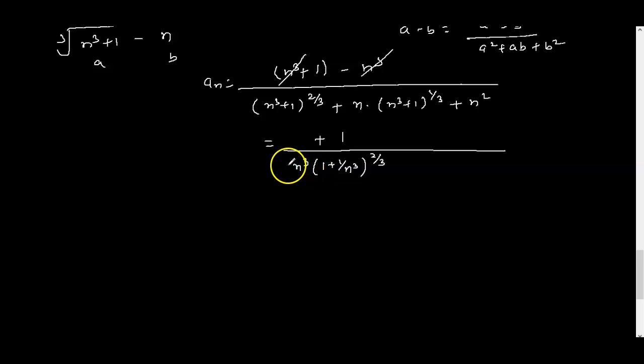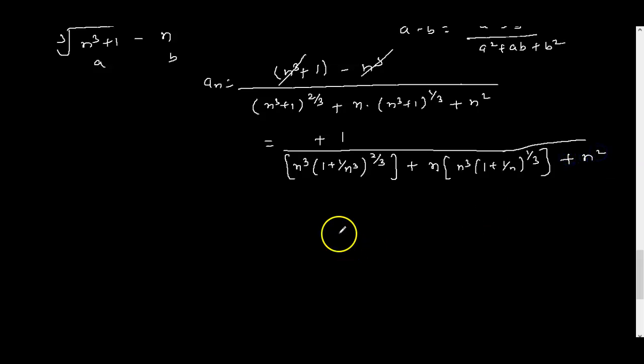Here I am taking n cube outside, so it becomes 1 plus 1 by n cube to the power of 1 by 3, and plus n square times 1 plus 1 by n cube, to the power of 2 by 3 for the overall. I will write it in a bracket, so now it is correct.